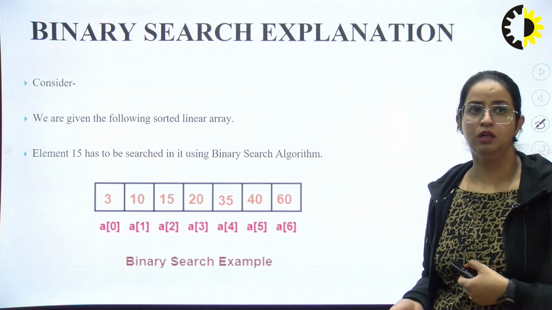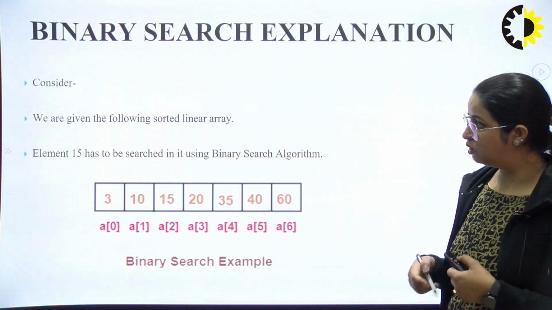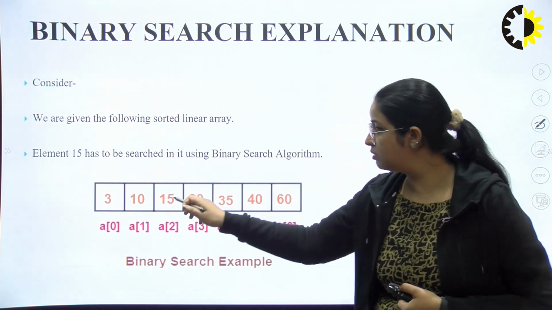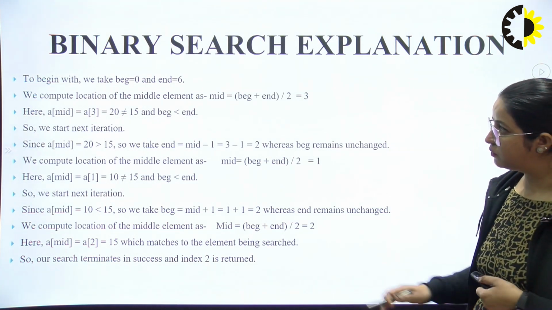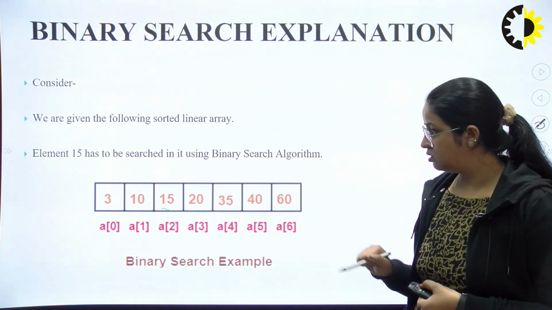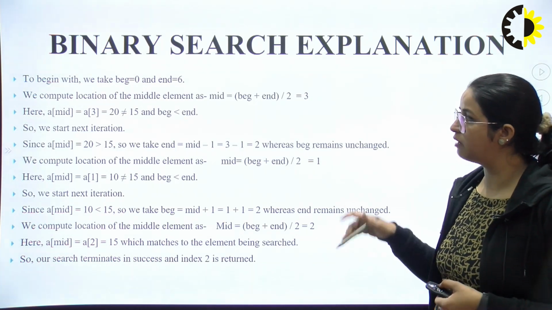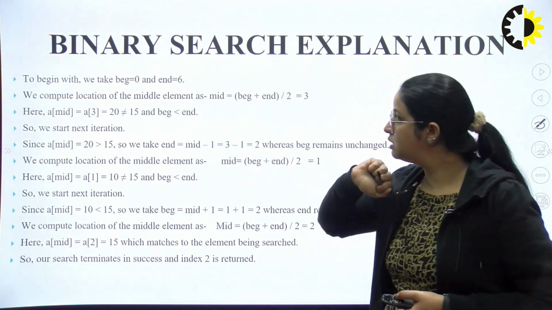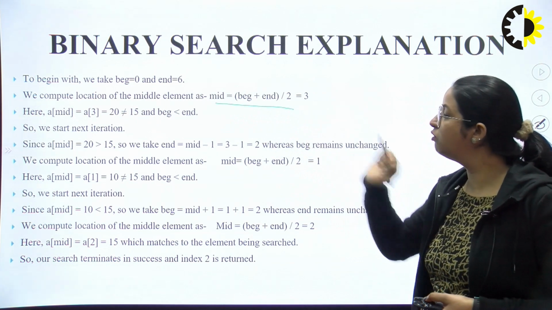This is one example. If you want to learn more, this is the array where we want to search the element, suppose 15. In this particular example, this is the array, and if you want to search the element 15, then with the help of these steps you can find the element. We have upper bound 6 and lower bound 0. Then we have to calculate mid.